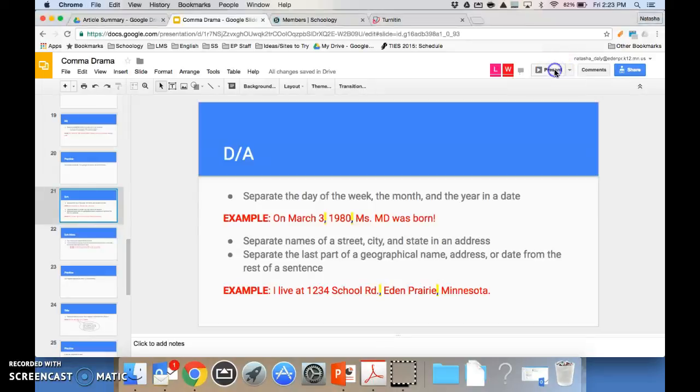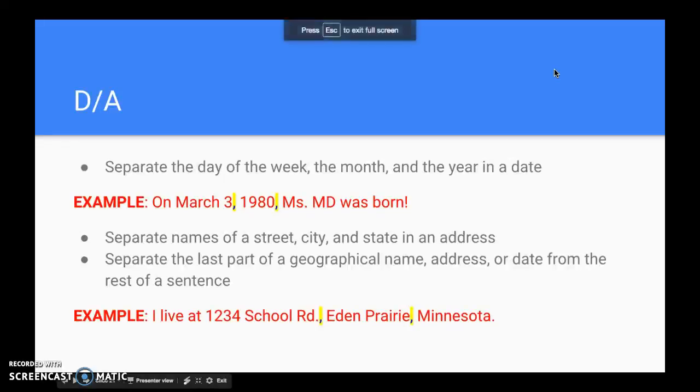In the world of commas today, we are going to look at the D/A rule, otherwise known as the dates/addresses rule. This rule should be something you are relatively familiar with, as this is one of the first things you learn about in terms of comma rules. But here are the rules as follows.